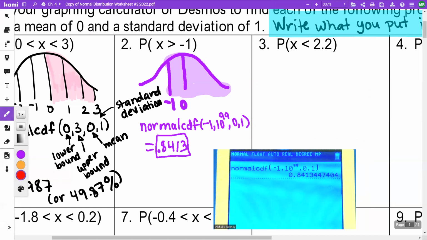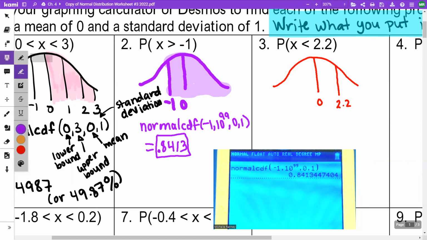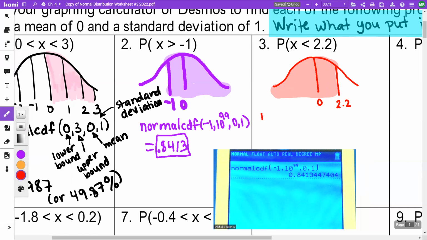Okay, on the next one, again, my mean is 0, my standard deviation is 1, and I want it less than 2.2. So 2.2 somewhere on the side. I'm not being accurate with the length of that at all. So we're looking for that whole region right there. So I am going to type normal CDF. My minimum is -infinity, which is -10 to the 99, up to 2.2. Mean is 0, standard deviation is 1.